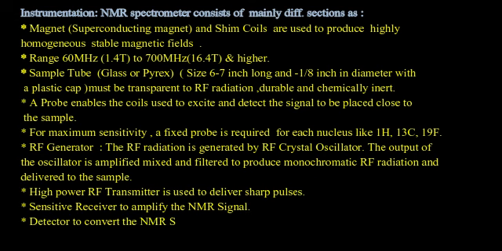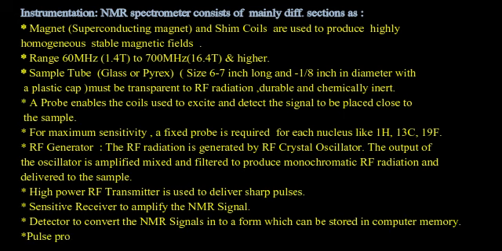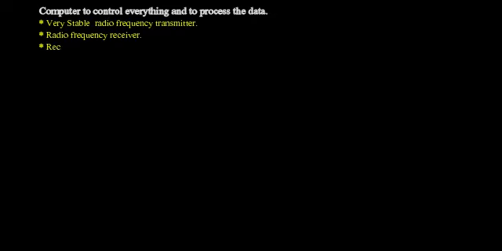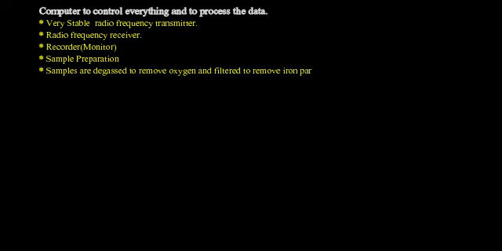A detector is used to convert the NMR signals into a form which can be stored in computer memory, and a pulse programmer is used to produce precisely timed pulses and delays. A computer is used to control everything and to process the data. There is also a very stable radio frequency transmitter and a recorder. Sample preparation: samples are degassed to remove oxygen and filtered to remove iron particles, as both oxygen and iron are paramagnetic and may cause undesired line broadening.